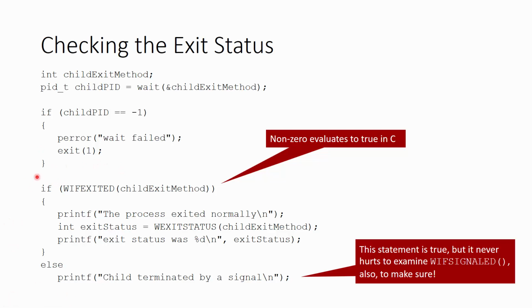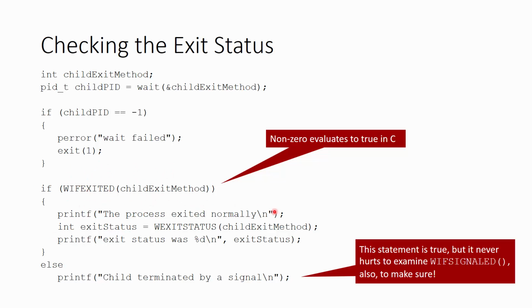Then we're going to check what happened. First of all, let's use the ifExited macro to see whether this thing terminated normally, and we'll check our child exit method integer. If this is true, and that's how we know that something is true in C, 0 is false, anything else is true, from a Boolean evaluated as integer perspective in C. So if ifExited returns non-zero, then we know that it exited, and we can output that.